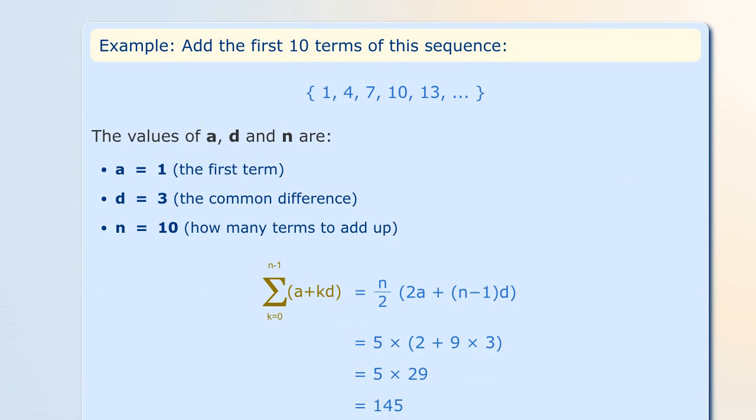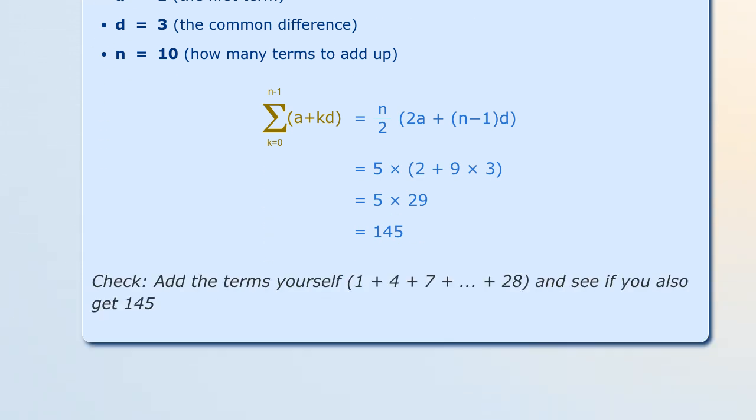Add the first 10 terms of this sequence: 1, 4, 7, and so on. a equals 1, the first term. d equals 3, the common difference. n equals 10, how many terms to add up. Our special sum equals n on 2 times 2a plus n minus 1 times d equals 5 times 2 plus 9 times 3 equals 5 times 29, which equals 145. Try to add the terms yourself and see if you also get 145.